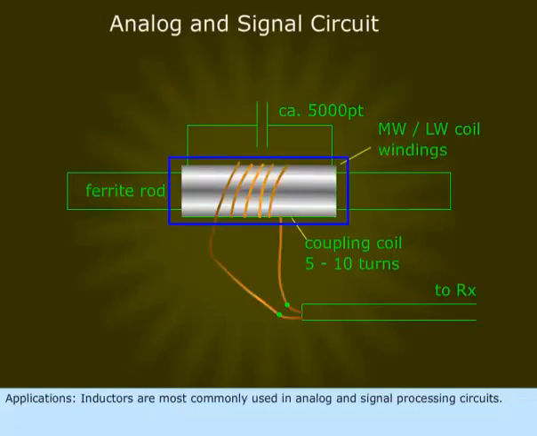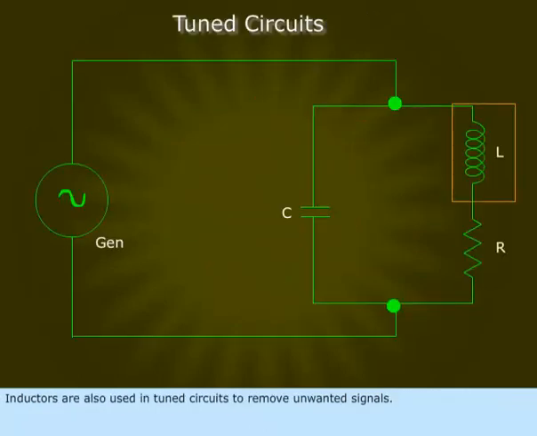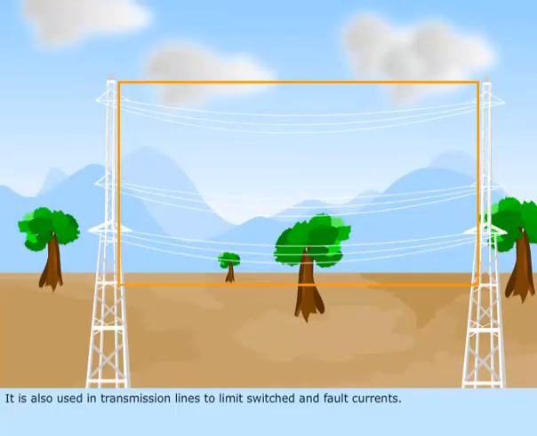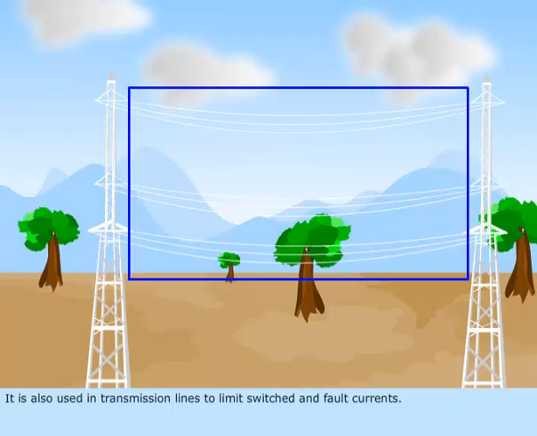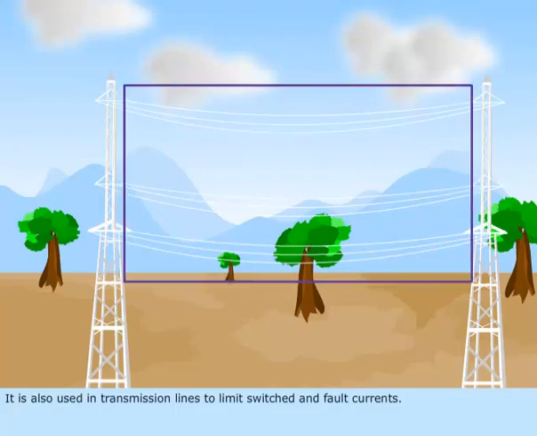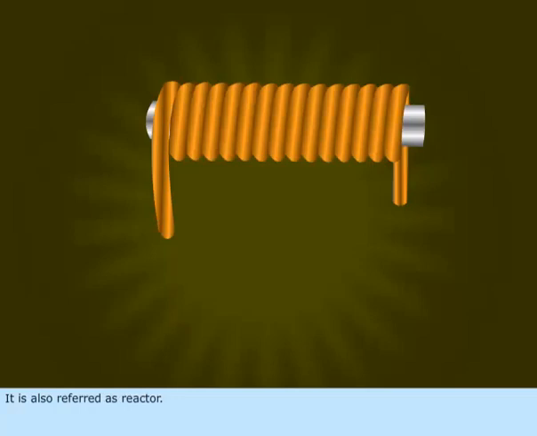Applications. Inductors are most commonly used in analog and signal processing circuits. Inductors are also used in tuned circuits to remove unwanted signals. It is also used in transmission lines to limit switched and fault currents. It is also referred to as a reactor.